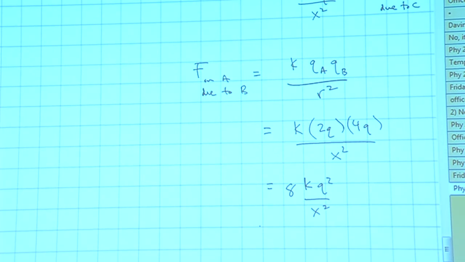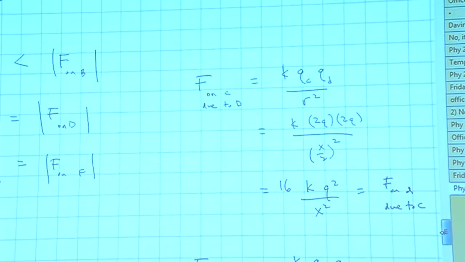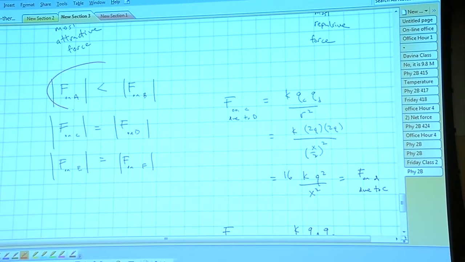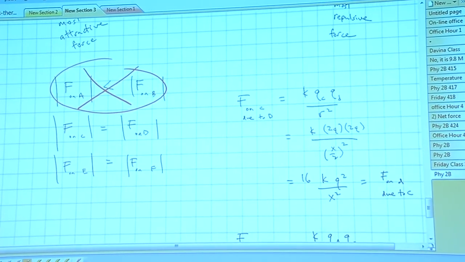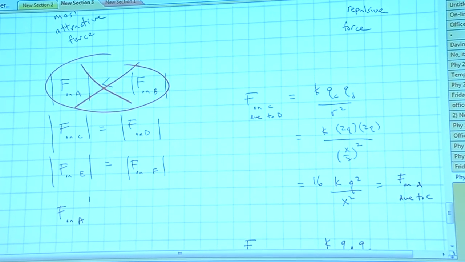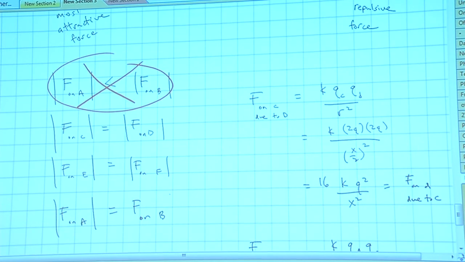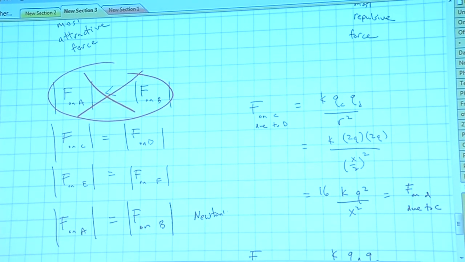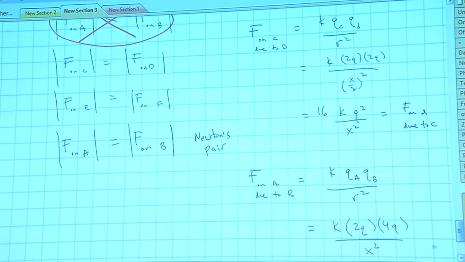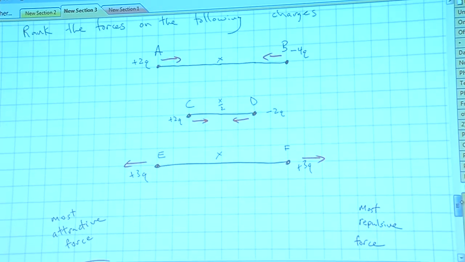Because these two objects are interacting with each other. What did Newton tell us? When two objects interact with each other, the force is always equal and opposite. When A pushes on B, B pushes back with an equal and opposite force. So this is equal to the force on B due to A. We have agreement? Let me get my red pen out. There we go. Newton's pair. When two objects interact with each other, they always interact with equal and opposite forces. A cannot push on B with a different force than B pushes back on A.